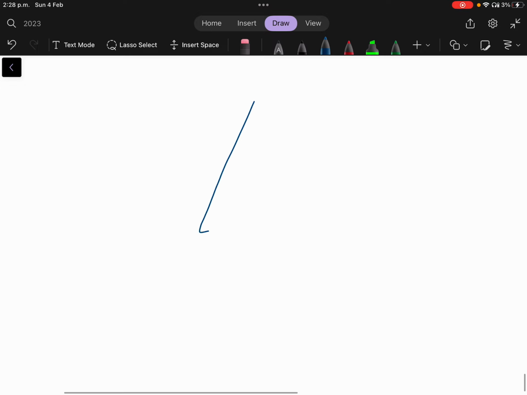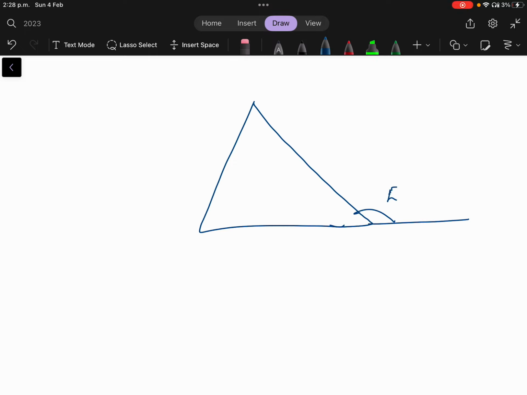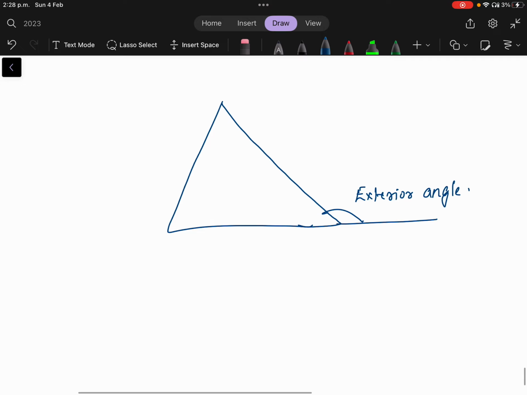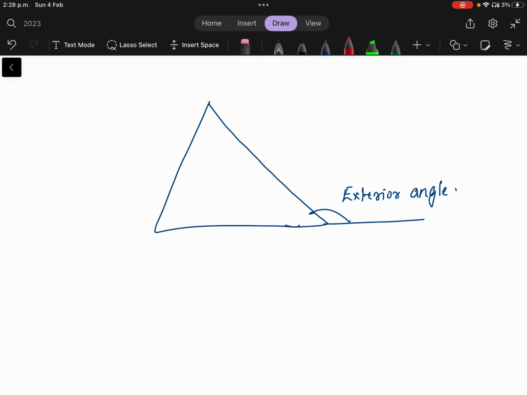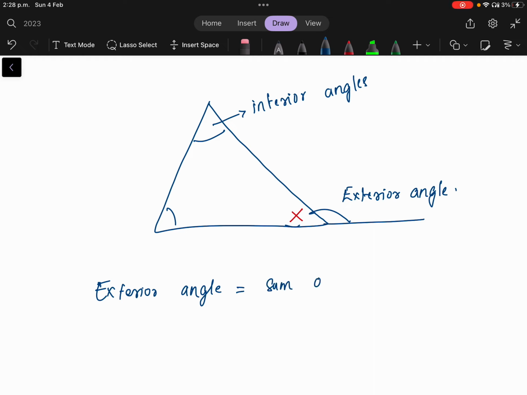And then you have a triangle. If you extend it, this angle is an exterior angle. To find the interior angles for this exterior angle, you just skip the angle which is next to it, and the other two angles are called interior angles. The exterior angle will always be equal to the sum of the interior angles.